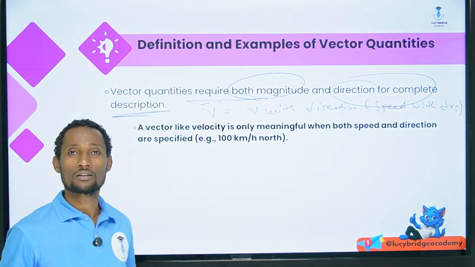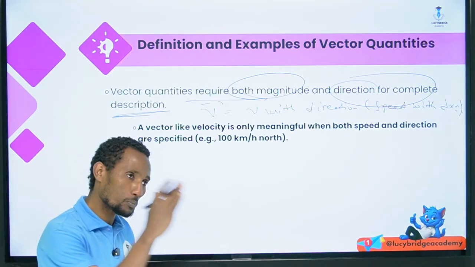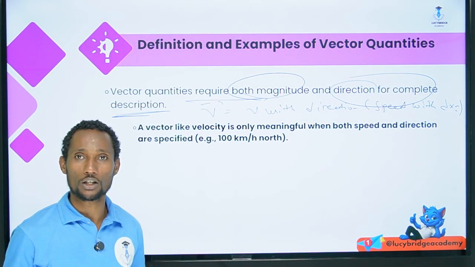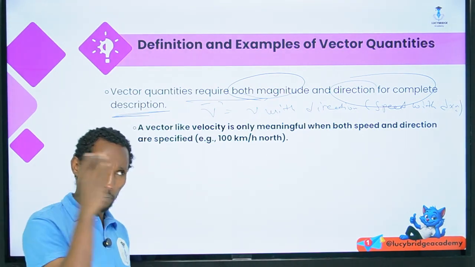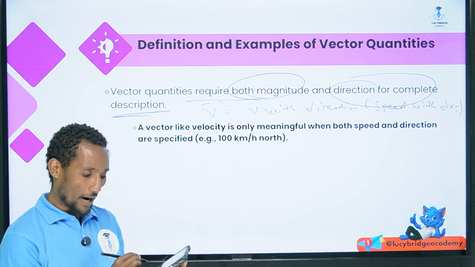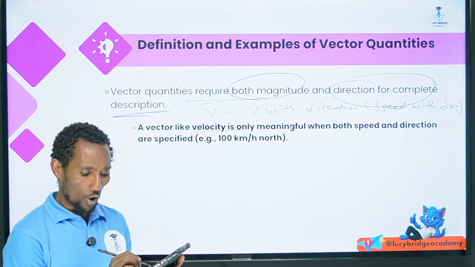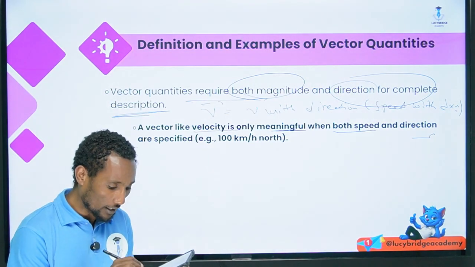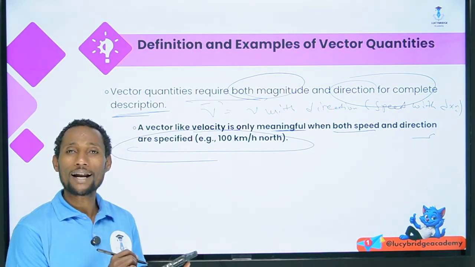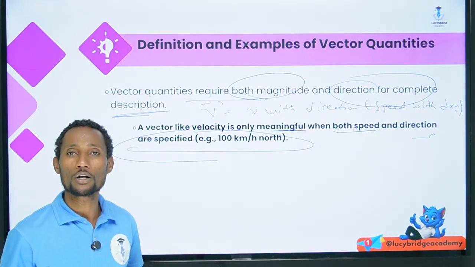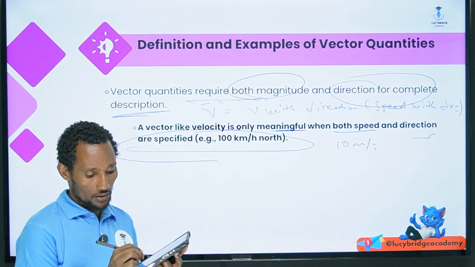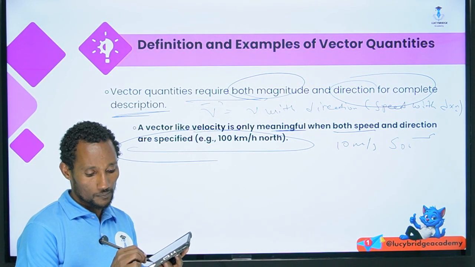The speed of an object in a given specific direction is described as what? Velocity. The distance in a specific direction we call displacement. So a vector like velocity is only meaningful when both speed and direction are specified, like 100 km per hour north, or 10 meters per second due south.